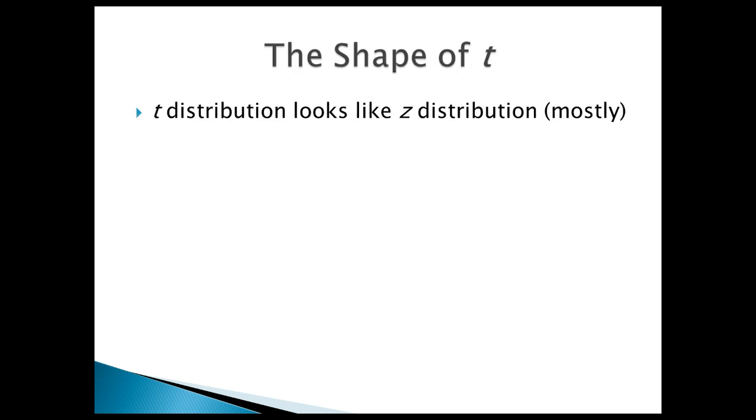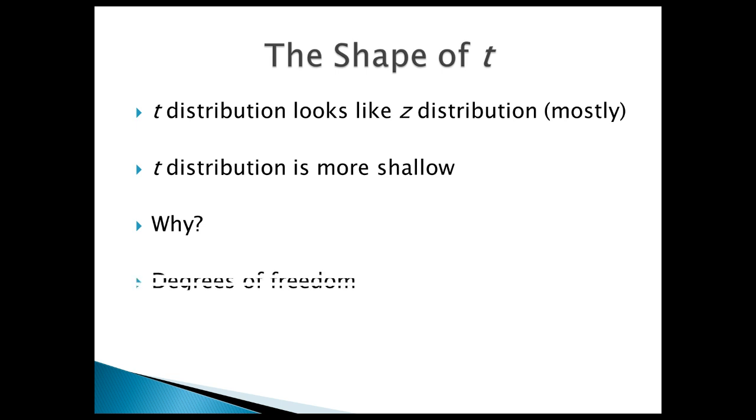So what is the shape of t? The t distribution looks like a z distribution mostly. It's pretty close. The t distribution is more shallow, and why would that be? I'll give you a moment to think about it, but basically it's because the mean is approximating the mu according to the law of large numbers, but the t usually doesn't have the same sample size, so you don't always approximate it as well.